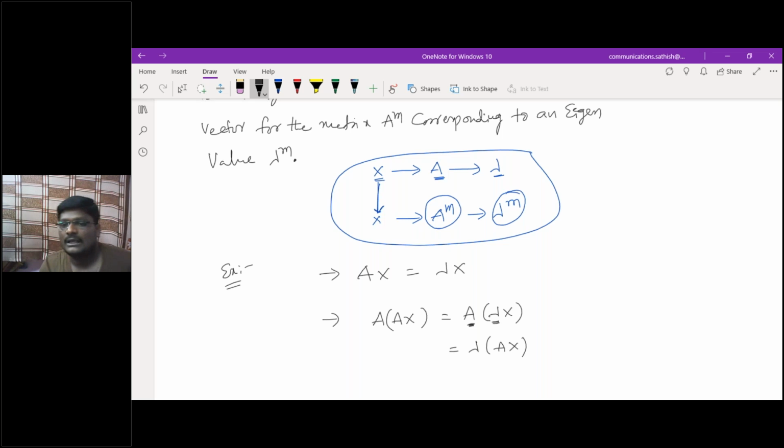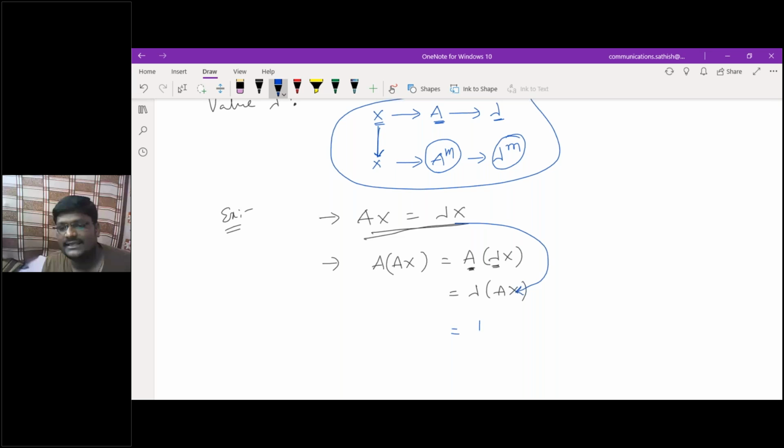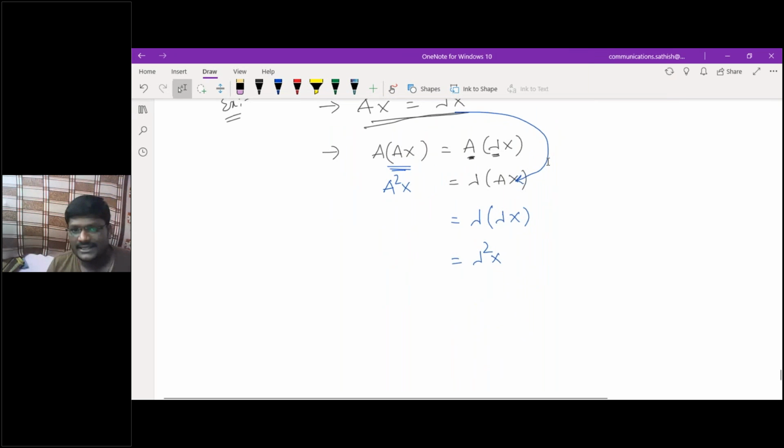Yes, sir. Then what is the value of your Ax? That Ax I can replace as lambda x. Shall I replace there? Yes, sir. Ax is nothing but lambda x only, no? Then what is this? Is it A square x only or not? Yes, sir. A square x is equivalent to lambda square x. Am I correct?